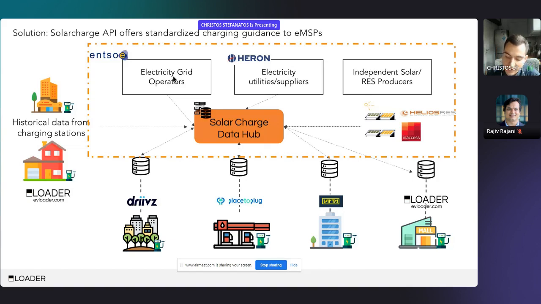And so far, in Greece and in Cyprus, no such initiatives have taken place because there is a complete lack of information exchange between the different stakeholders. So the e-mobility stakeholders have no clear visibility on what is happening in renewable generation assets and the grid in one hour's time.